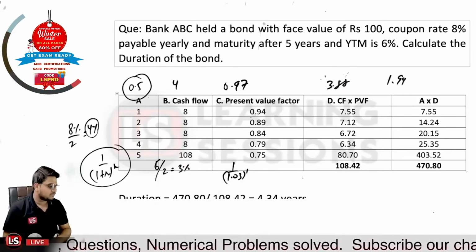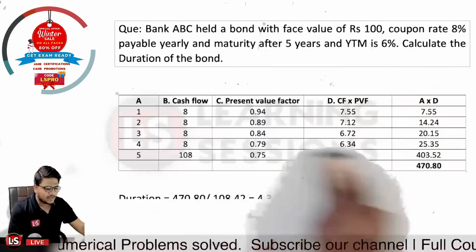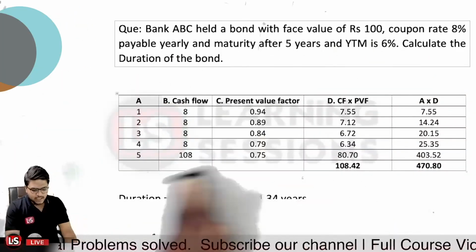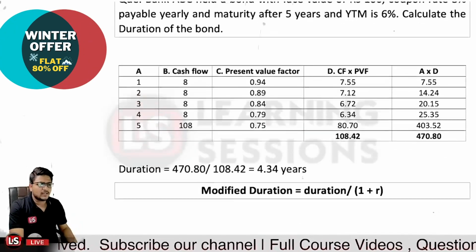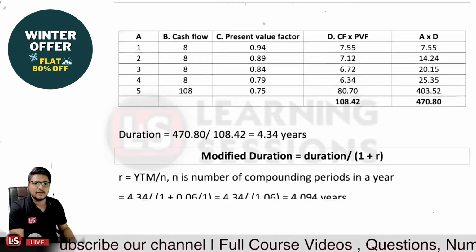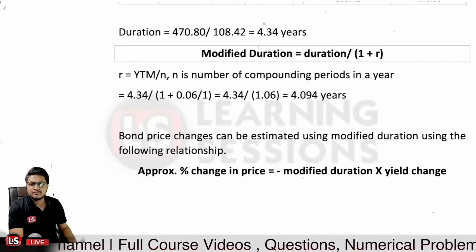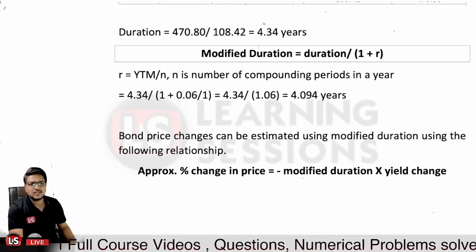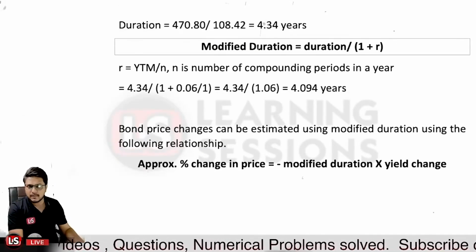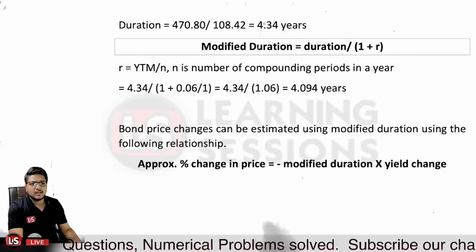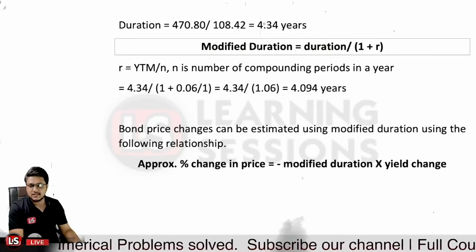Is that particular part clear? That is how we can solve it if the coupon is being paid on a half yearly basis. Okay, and that is how we calculated the duration, and further we calculated the modified duration. Then it is related to what? It is related to how bond price changes can be estimated using the modified duration. So if there is a change in yield, we can calculate the percentage change in the price itself.